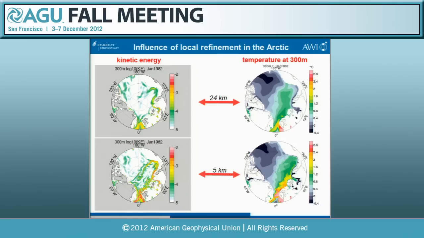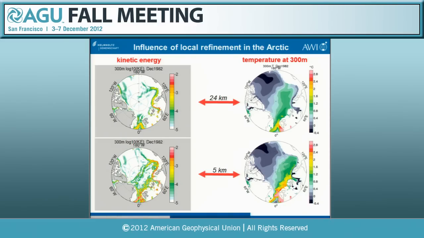And the effect from local refinement is illustrated here. Left is the kinetic energy, right, you see the temperature distribution at 300 meters depth. Upper panel corresponds to the reference run with the coarse resolution everywhere of about 25 or 24 kilometers. And the lower panel shows the result where the refinement was done.